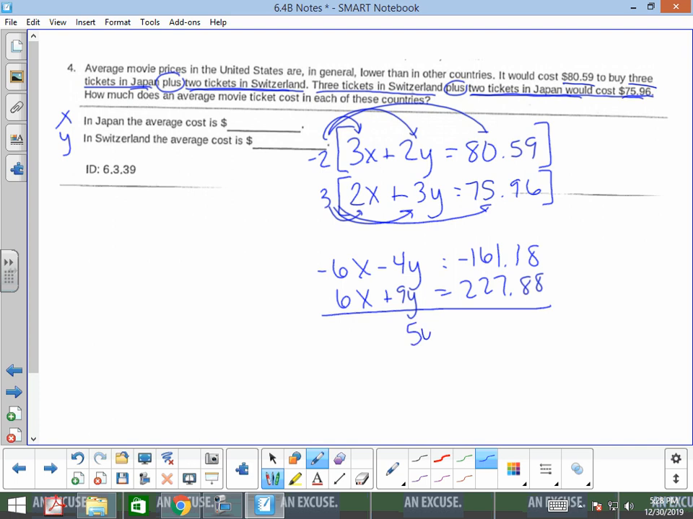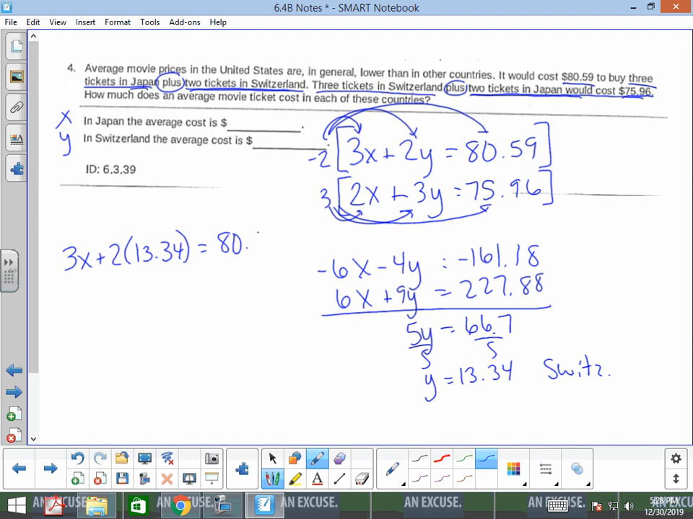I have 5y equals $66.07. Divide by 5, and y equals 13.34. So remember, that's Switzerland. Then in order to find Japan, I'm just going to use one of the original equations. I'm going to use the top one. So 3x plus 2 times y, which is 13.34, equals 80.59.